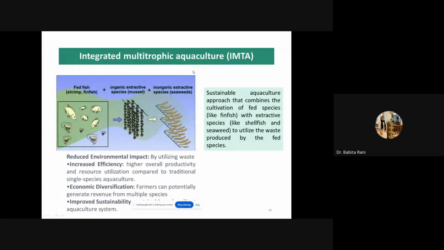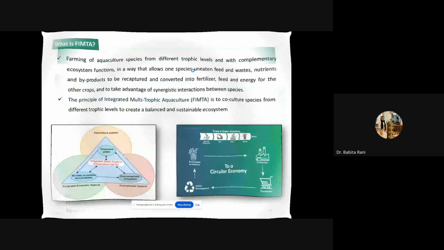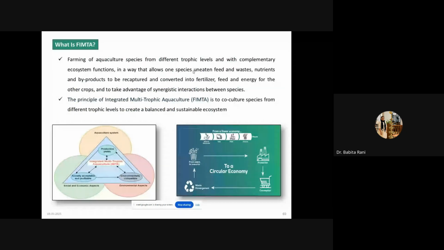When integrated multi-trophic aquaculture is done in freshwater, it is called FIMTA, freshwater integrated multi-trophic aquaculture. And we have a complementary ecosystem function. One species eats and feeds, and its waste becomes nutrients for the other species and is then converted into fertilizer. So production is there, economic sustainability is there, and it is socially acceptable, no issue. It is almost a concept of a circular economy. Circular economy means no waste. Everything is a resource. Waste management will be done within the system.